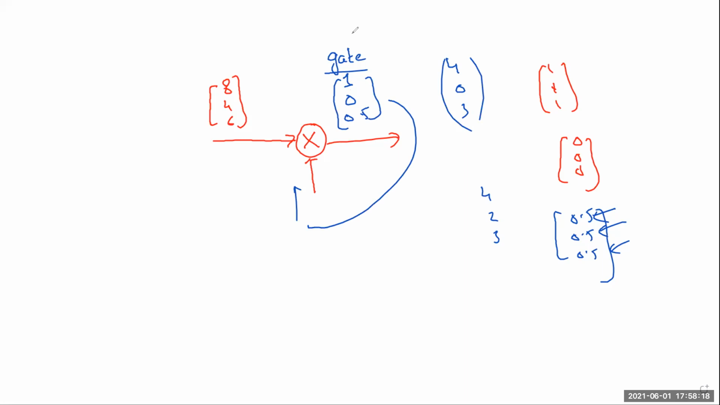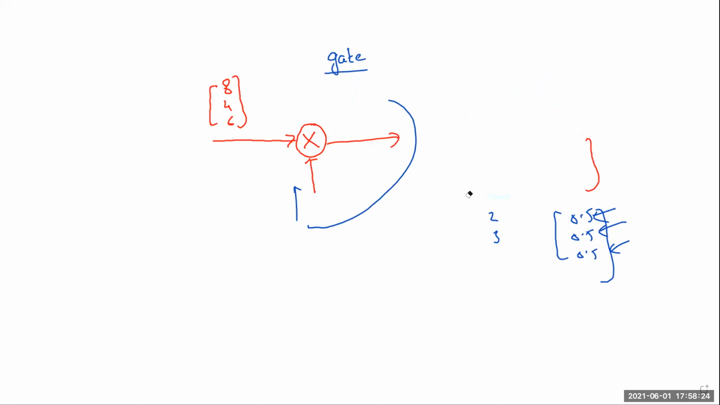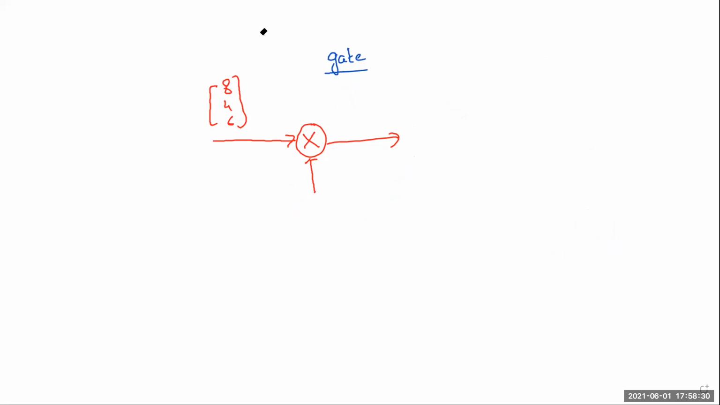Now, in order to implement it, it's fairly simple. We need to produce a vector which has values in the range 0 to 1. And we already know that we have a very useful function which is called sigmoid, which produces values between 0 to 1. So what we'll do is that here we'll have a sigmoid layer.